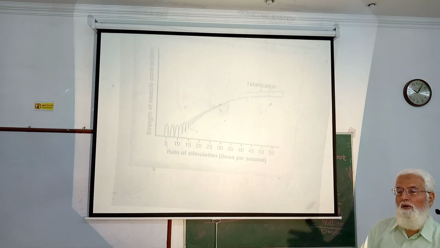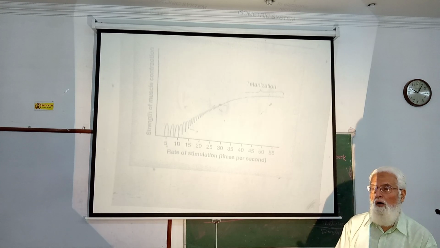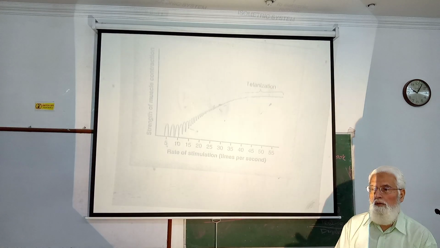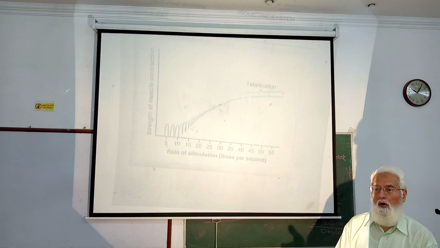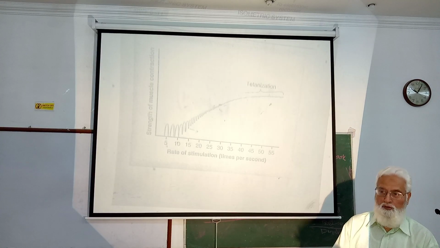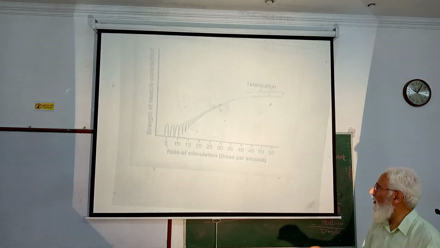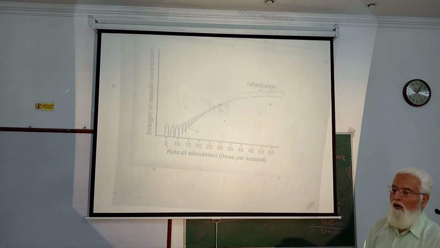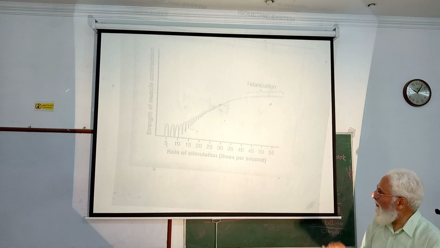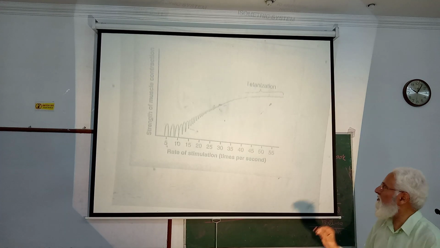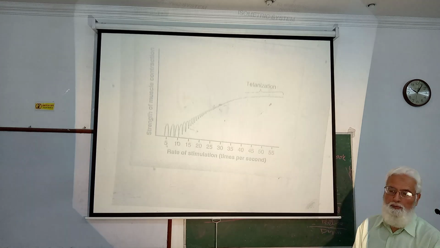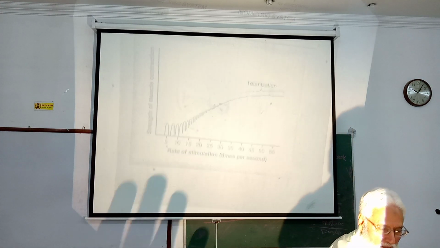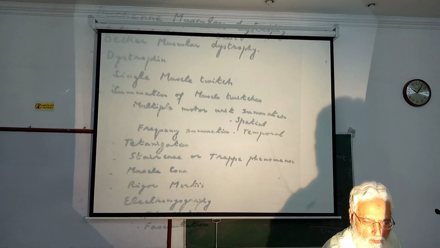What is summation of contraction? Adding up of muscle twitches or contractions. Summation of contraction or muscle twitches is of two types.